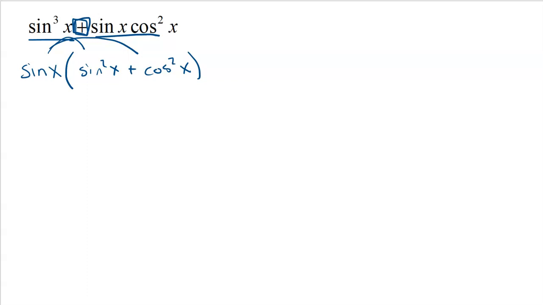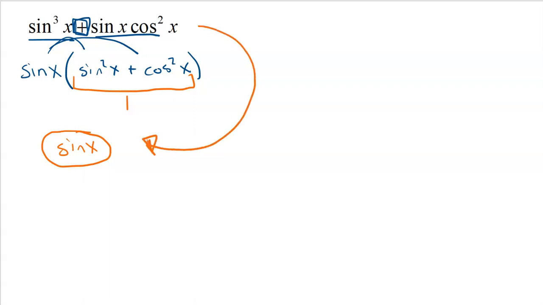But wait a minute, check this out. This is staring at you in the face. Pythagorean identity: sine squared plus cosine squared is just 1. Sine times 1 is just sine. So believe it or not, this problem that looked pretty ugly is just sine. So look at that. One step is all it took me, and what a dramatic change from something pretty ugly to something so simple. Hence, simplifying.